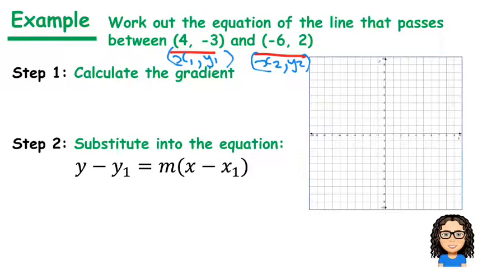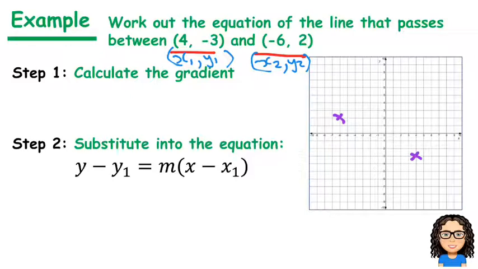So my first coordinate point, I'm going to plot that on my graph. So x1, so we're going to go across, x is 4 and y is negative 3. So I'm going to go down to negative 3, and that's going to take me to this point right there. Then for our second coordinate point, x is negative 6 and y is positive 2. So that's going to take me to that coordinate point. And I want to find the line that goes between them.